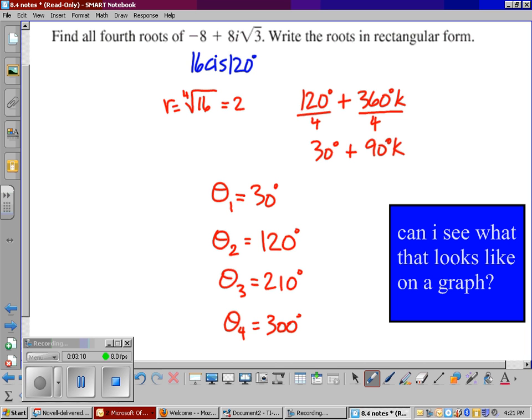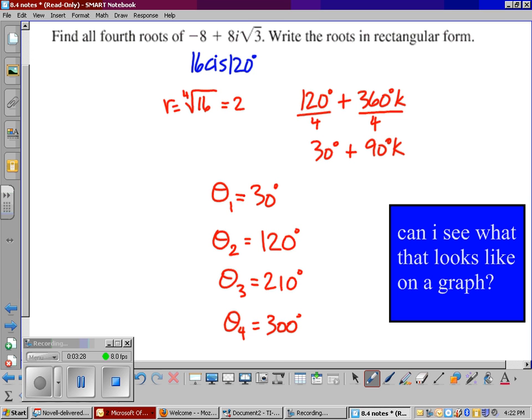This all goes back to the fact that our vectors are going to be equally spaced. Once you do the 360 divided by 4, or whatever your root is, then you know what you're adding to each vector to get to the next angle.